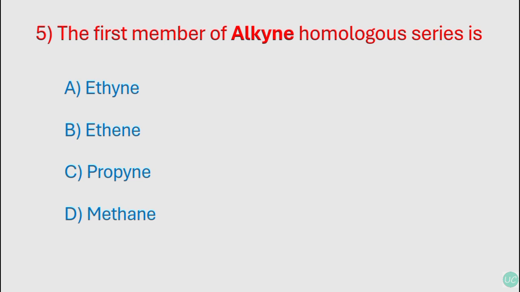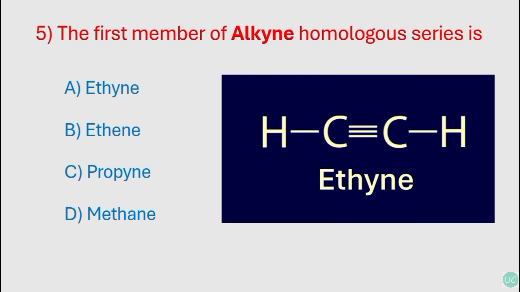Okay, our next question is, the first member of the alkyne homologous series is. Now for an alkyne, there has to be a triple bond between 2 carbons. So the first member has to be a 2 carbon member with a triple bond between them. So as you can see, the answer is ethyne.